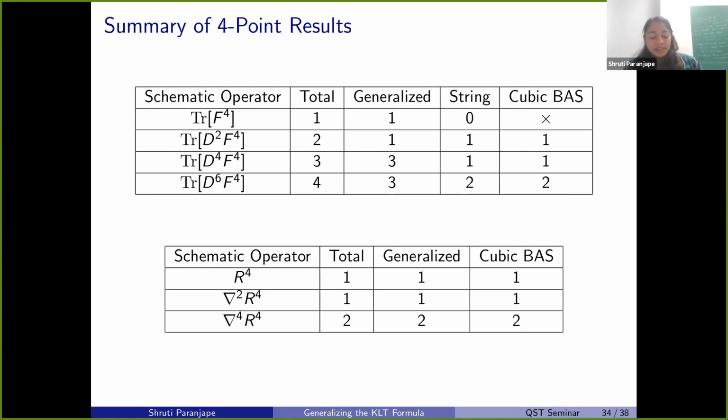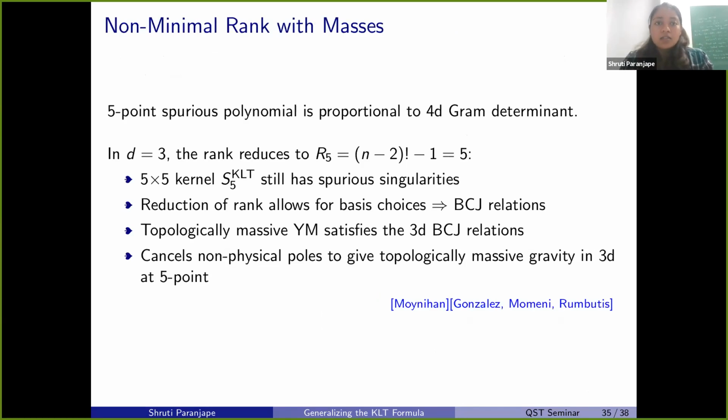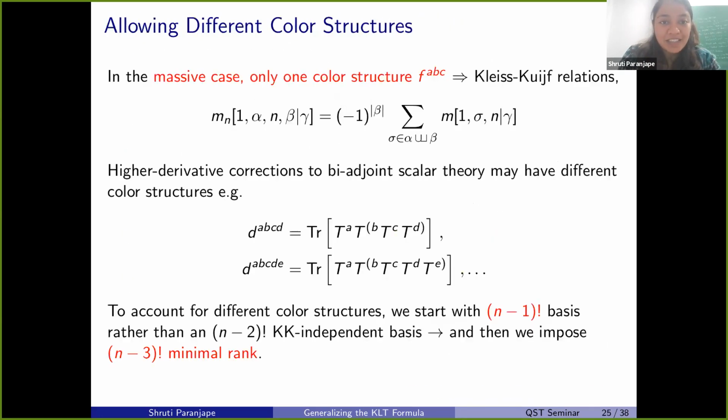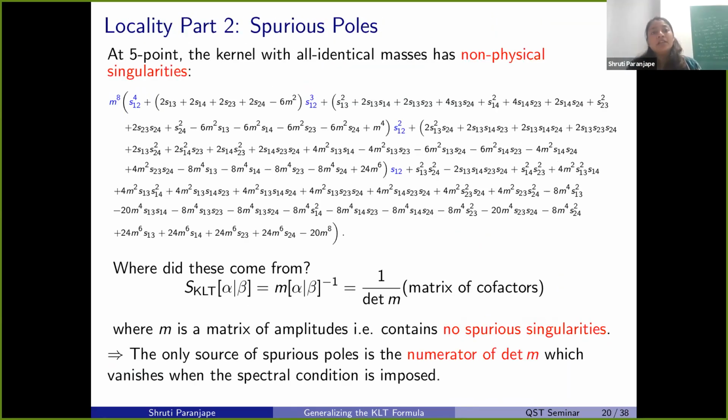Okay. So what happens with non-minimal rank? As I said, when you have non-minimal rank, generically you develop spurious poles in your kernel. Sorry, I'll have to scroll back a little bit. You remember that at 5 point, I developed this very bad looking non-physical singularity. But there's actually something special about this particular polynomial. It is proportional to the 4D Gram determinant.